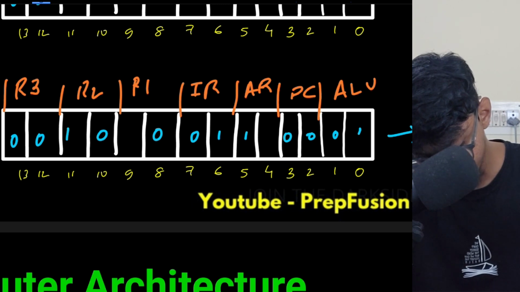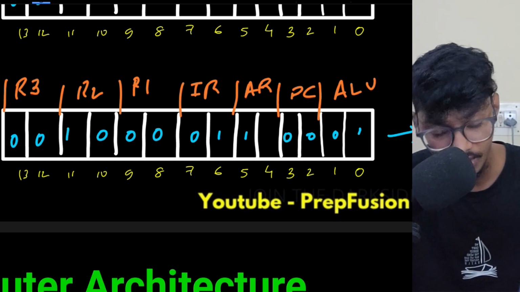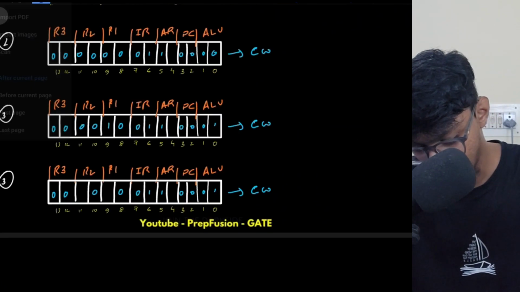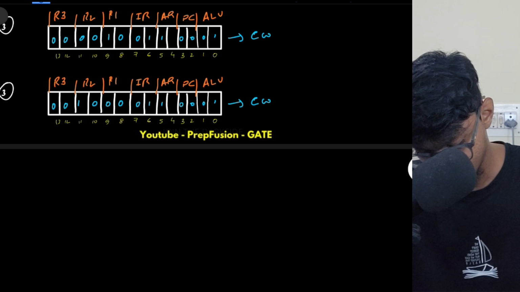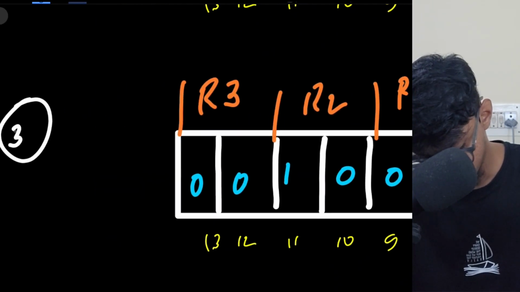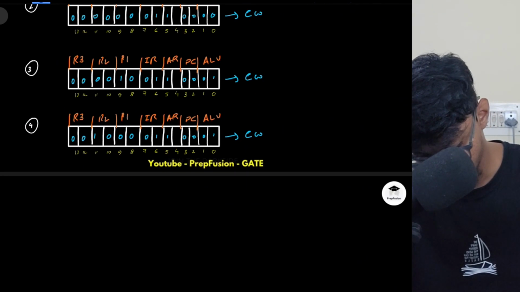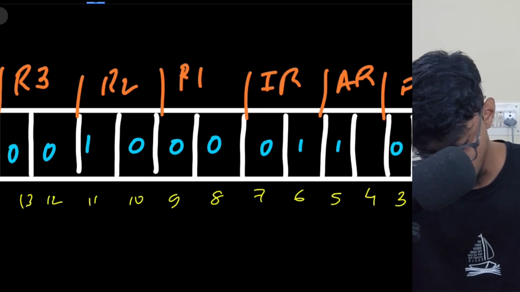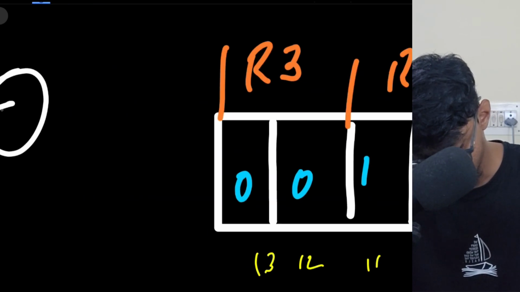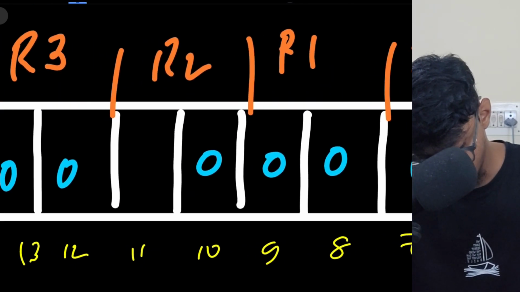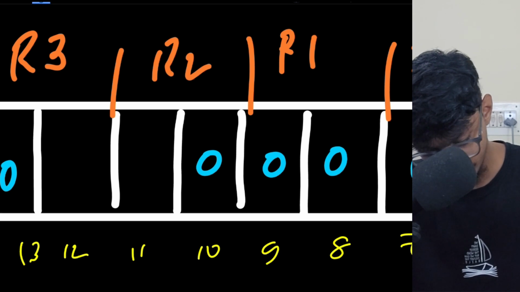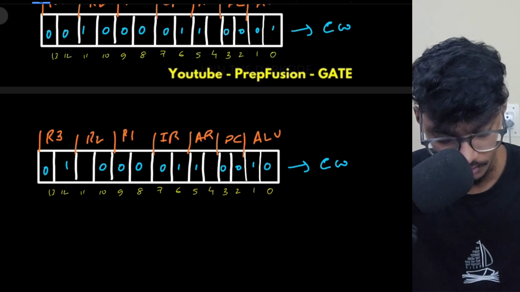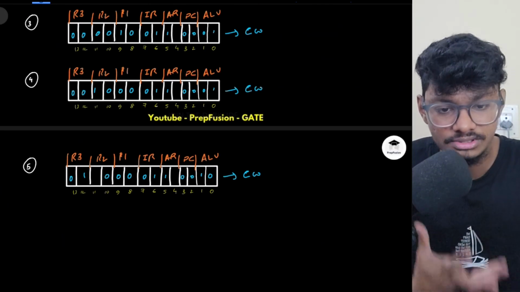Next R2 out will be 1 and R1 will be 0. Now it will perform the addition operation. ALU has performed the addition, and next the result will go, this time R2 will be off and R3 in will be on, right? It will take the input and ALU out will be on. It will store the result in R3. So this is how a control word is generated.